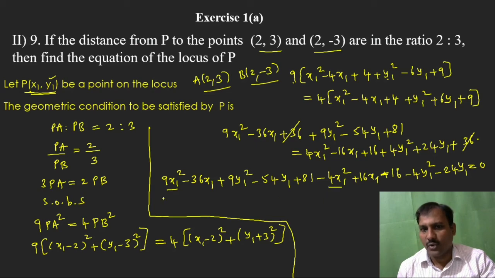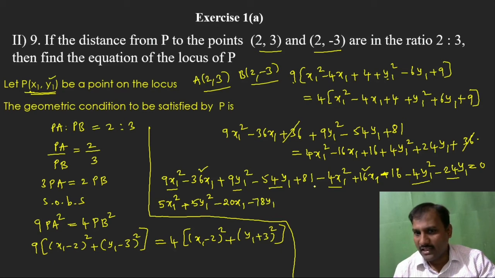9x1 square minus 4x1 square, that is 5x1 square. Next y1 square, 9y1 square minus 4y1 square, that is 5y1 square. Next x1 term, minus 36x1 plus 16x1, that is minus 20x1, minus 54y1 minus 24y1, that is minus 78y1. The remaining is the constant. 81 minus 16 is plus 65 equal to 0.